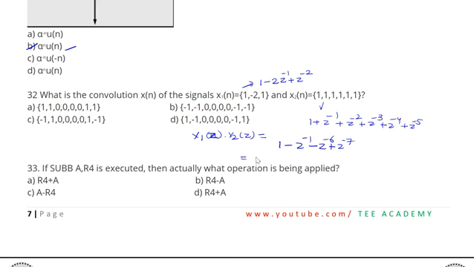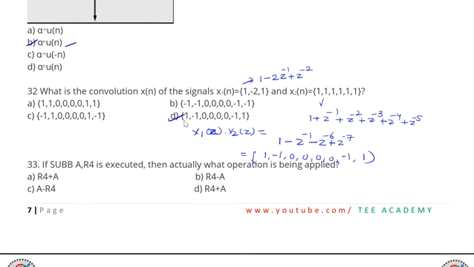That means the convolution of x1 and x1 dash into x2 dash is equal to x2 of z, which will be 1 comma minus 1 comma, so 1 2 will be there, 0 comma 0 comma 0 comma 0 comma minus 1 comma 1 here. Okay, the answer for this question is D.